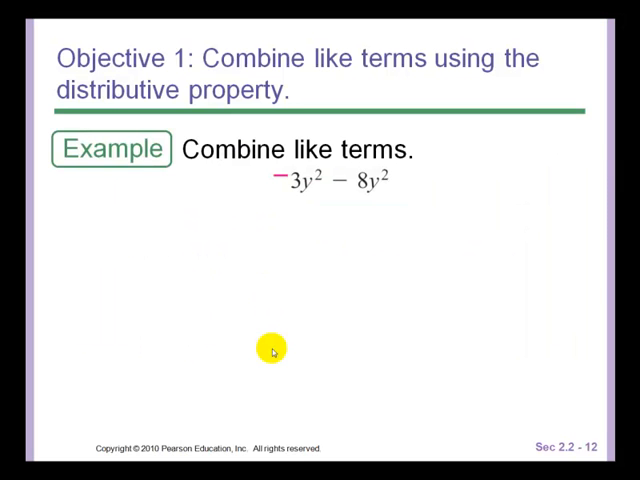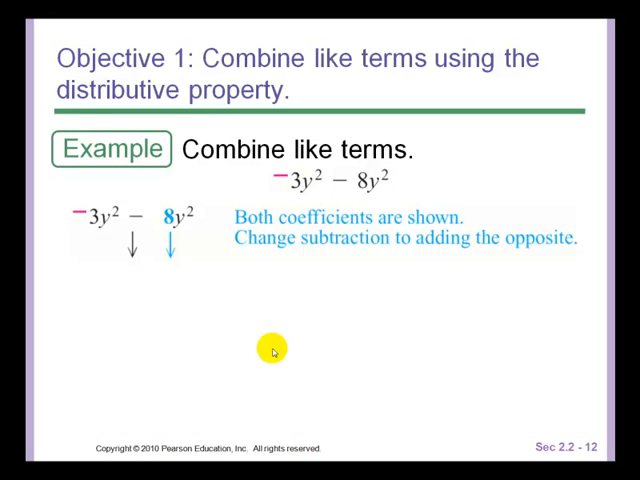An example. Combine like terms. Negative 3y squared minus 8y squared. Both the coefficients are shown, so we don't have to write in anything. Next, we will change the subtraction to adding the opposite. Again, some of you need to do this step, but some of you do not.